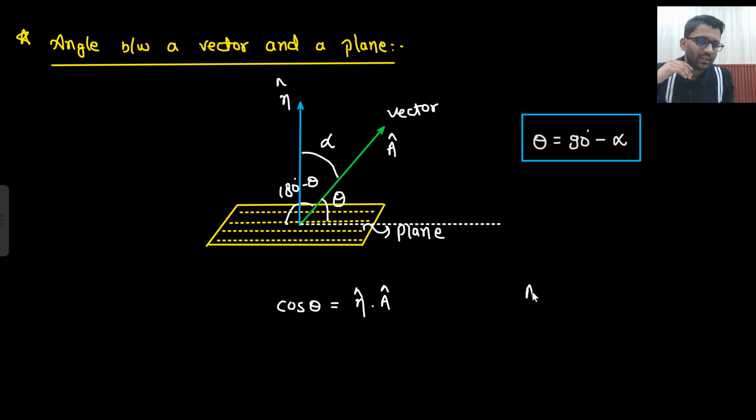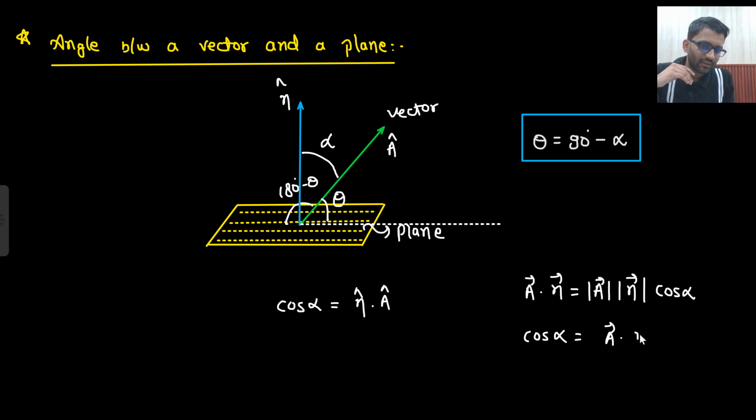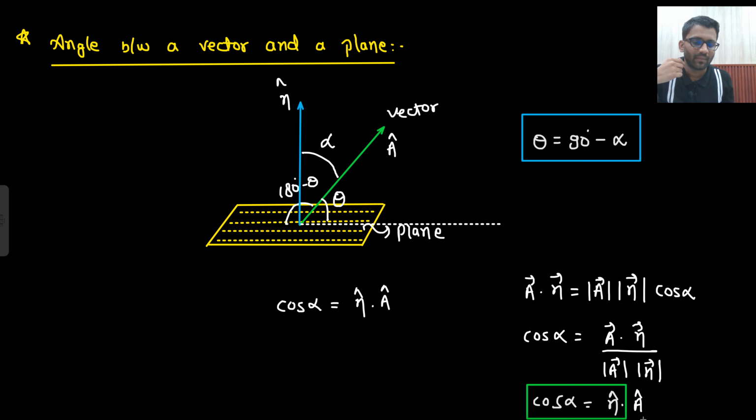How am I writing this? A vector dot n vector, what would that be? Magnitude of A, magnitude of n, cos theta. So cos theta will be what? Here the angle is alpha, so let's not get confused. Okay, so this is the angle alpha. So what will be your cos alpha? Divided by magnitude of A. So what is this value? A cap. And what is this value? N cap. So what are we getting? Cos alpha equals n cap dot a cap. So this is how I am going to find my cos alpha.